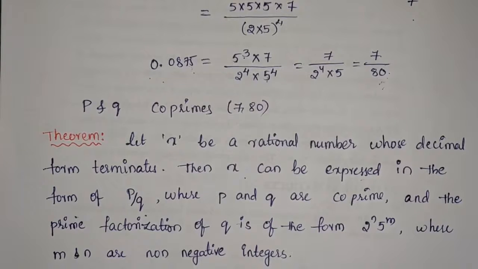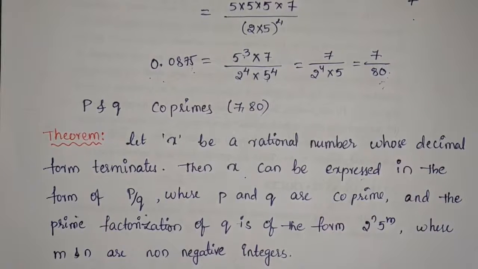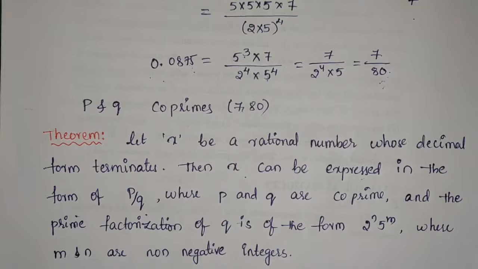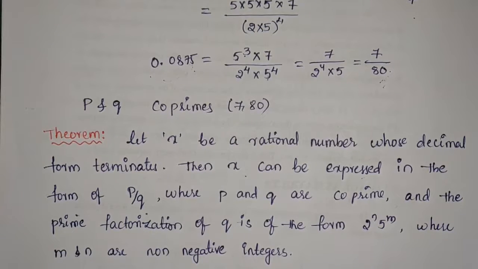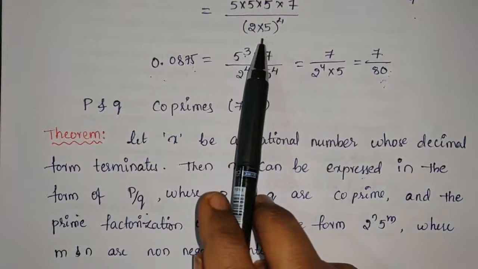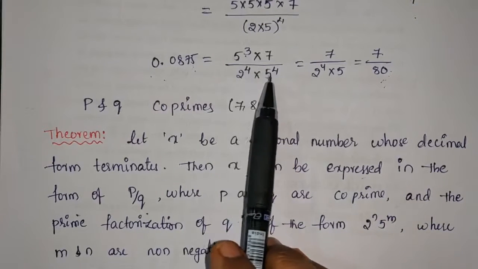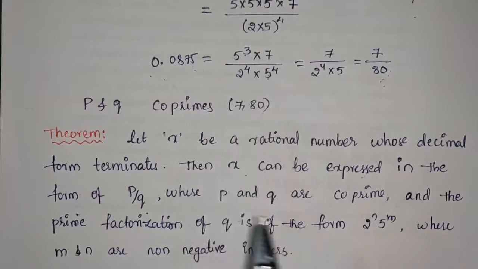And the prime factorization of Q is of the form 2 power n, 5 power m. When you factorize the denominator, you have 2 power 4 and 5 power 1. This is in the form of 2 power n and 5 power m, right? Where m and n are non-negative integers. Yes, here 4 is a positive integer, so it is a non-negative integer. This is the theorem statement from the above example. Clear?